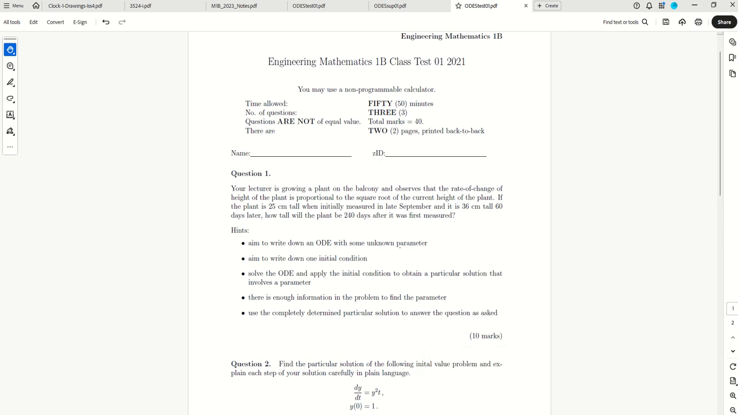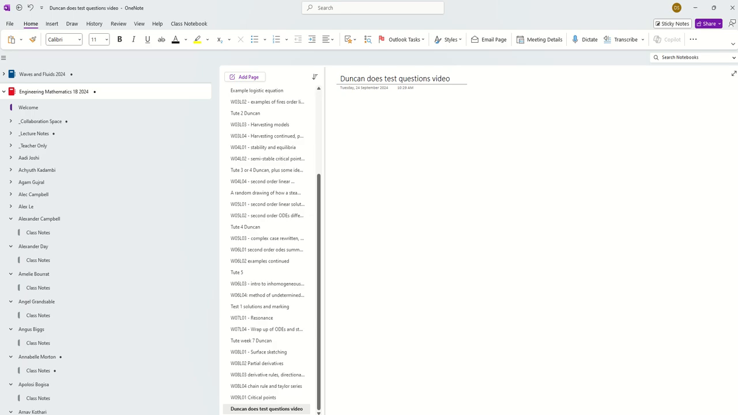What we've got to extract is that the rate of change of the height is proportional to the square root of the current height. So height is obviously the variable we're interested in as the dependent variable. Time is the independent variable here, and we're given a proportionality relation, which is essentially specifying the entire ODE.